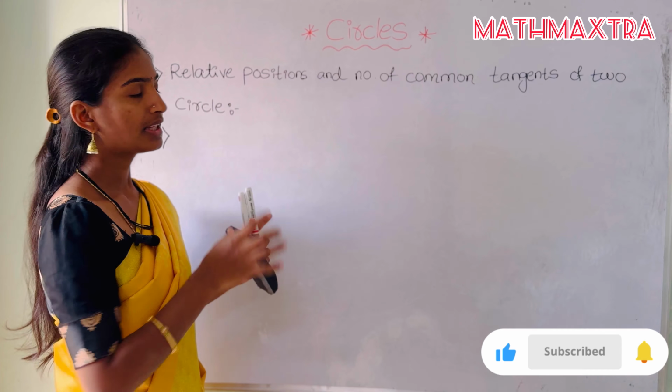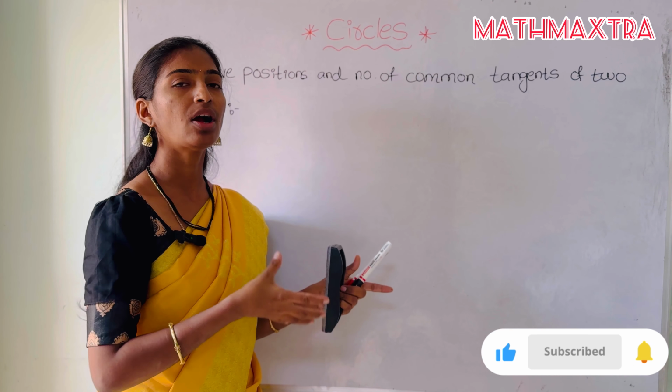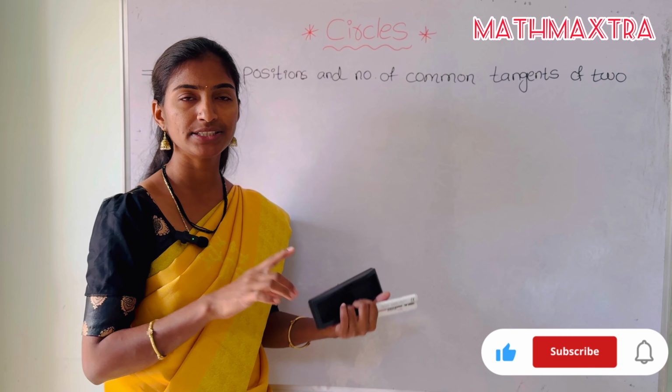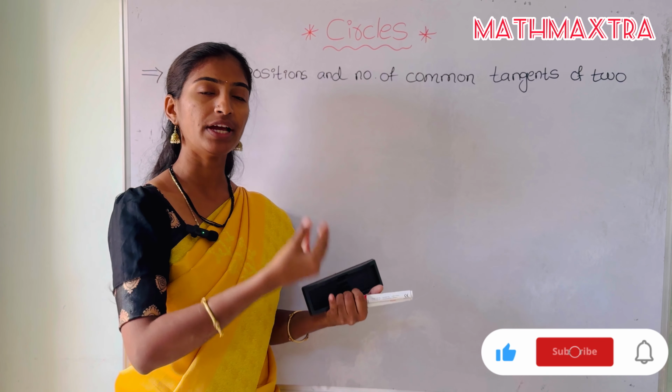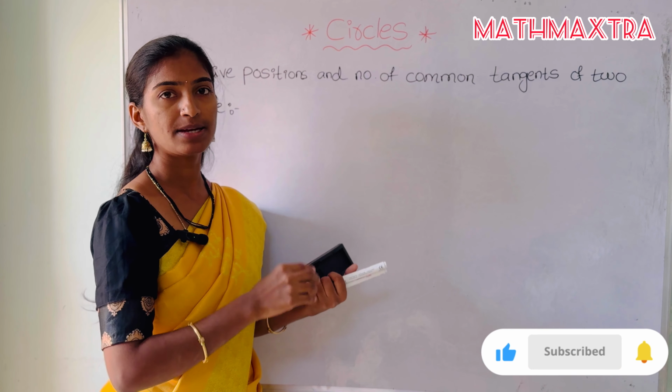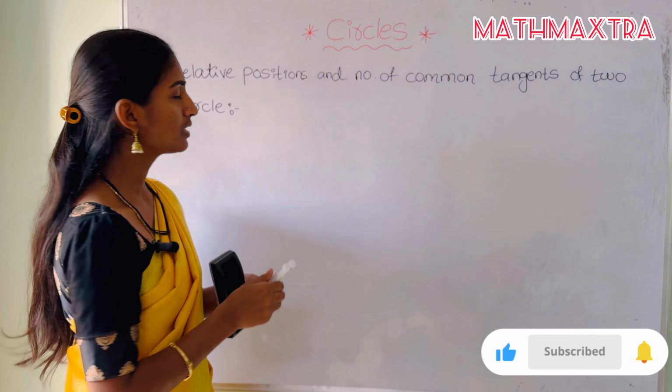We will discuss the relative positions of the given two circles, and we will count how many common tangents are possible with respect to each position, and the number of direct common tangents as well as the number of transverse common tangents.